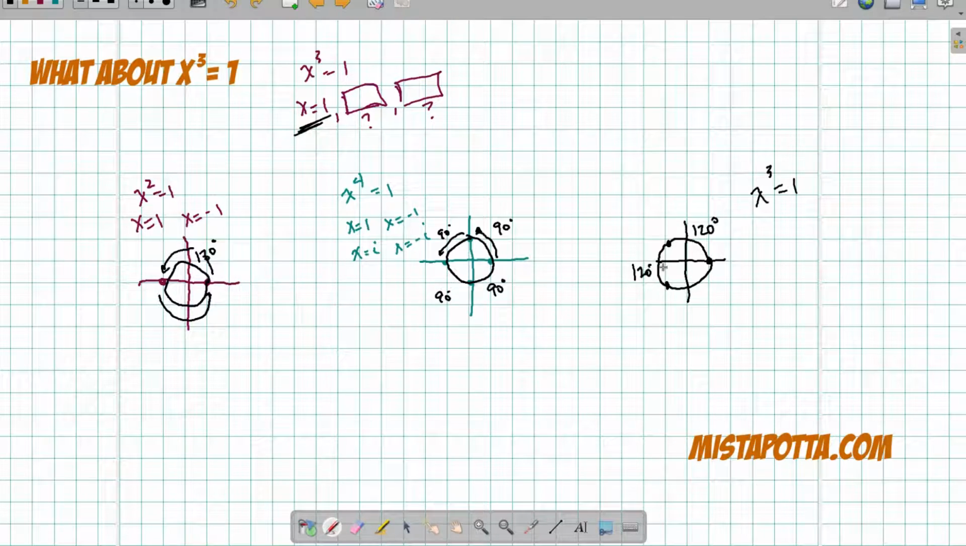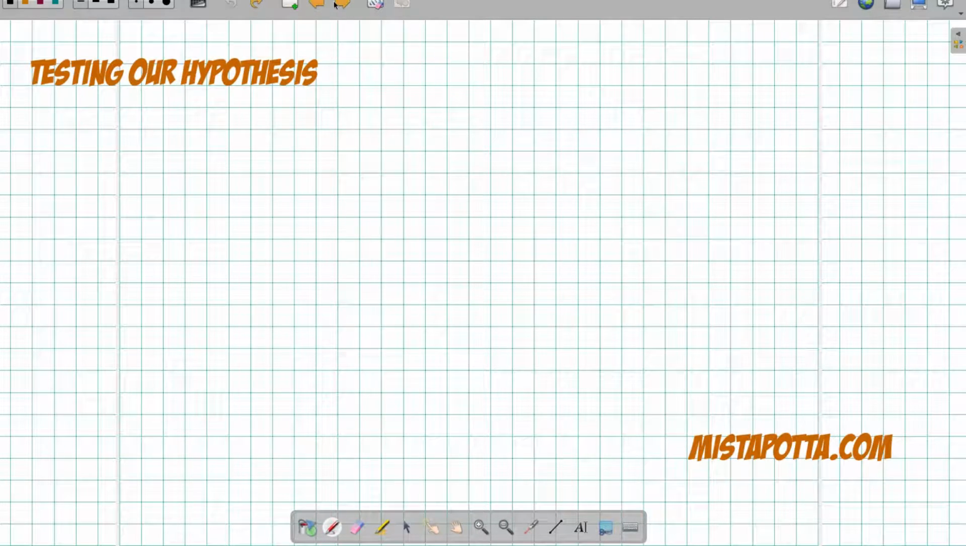So this brings up some interesting ideas that maybe this point, which is 120 degrees away from the positive x-axis, may be a solution. Let's call it x sub 2, if this is x sub 1. And this could be another solution, x sub 3, this thing that's really 240 degrees away from the positive x-axis. So the question is, could I actually get these to be roots of unity for me? So let's take a look at this. Let's test it out.